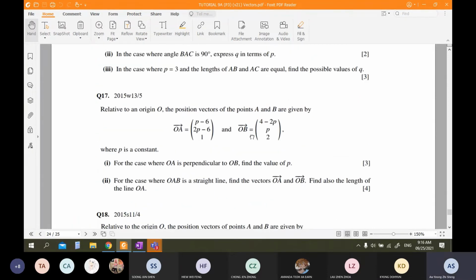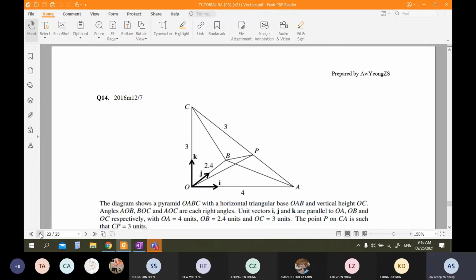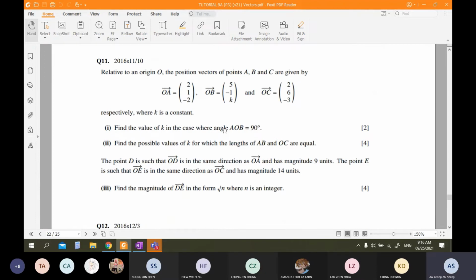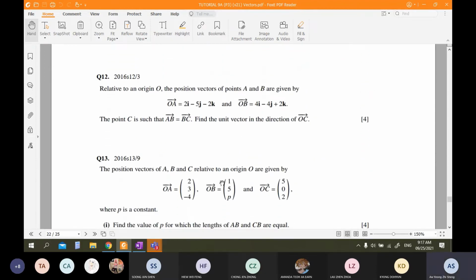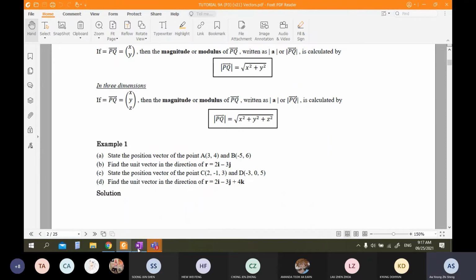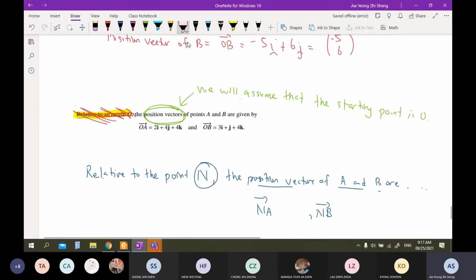Let me see whether I can find a question that doesn't tell you relative to origin O. It's very rare. Usually they will tell. You can see in most of the questions they will say relative to an origin O and so on. So on the rare occasion that they don't mention relative to O, you will assume that the starting point is O. I have almost never seen a question relative to a point other than O. This one is very, very rare.